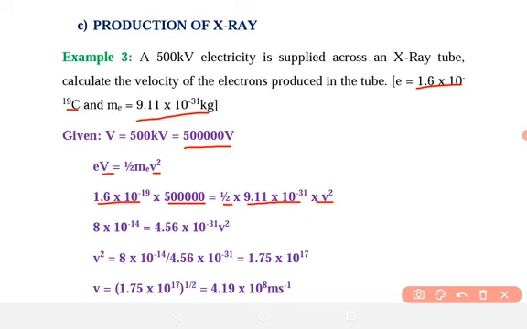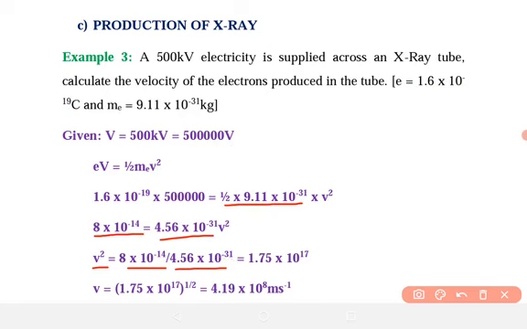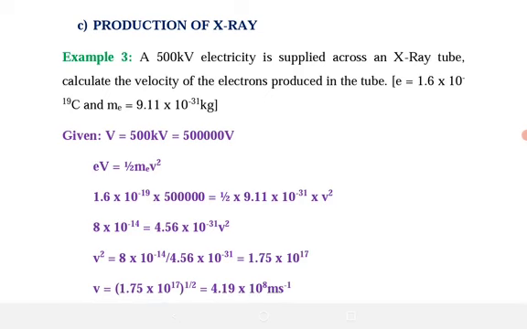Multiplying this side of the equation, we have this, and also working on this aspect, we have this, making v squared the subject of the formula. That makes us have 8 times 10 to the minus 14 divided by 4.56 times 10 to the minus 31, and that will give us 1.75 times 10 to the power 17. Finding the square root of this value is what we did here to have the value of our v, and our v will be equal to 4.19 times 10 raised to power 8 meters per second.